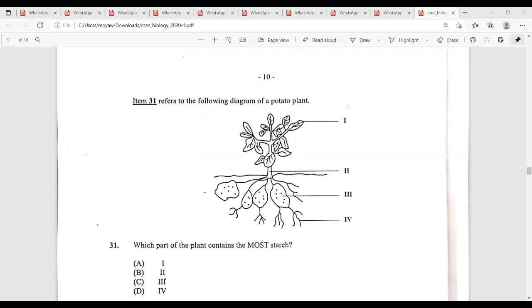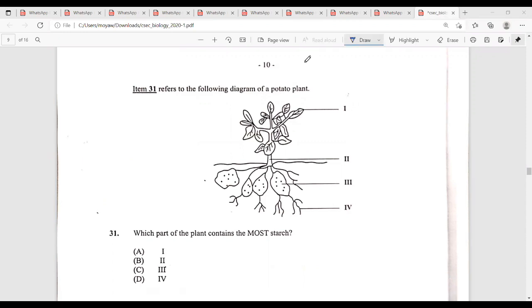Let us begin. Item 31 refers to the following diagram of a potato plant. Which part of the plant contains the most starch? Looking at the plant, we can see that 1 is the leaf, 2 is the stem, 3 is the potato, the food source, and 4 is the root. The only part here that has a lot of starch is definitely going to be the food, which is 3. Please remember that potato plants store their food in their roots.